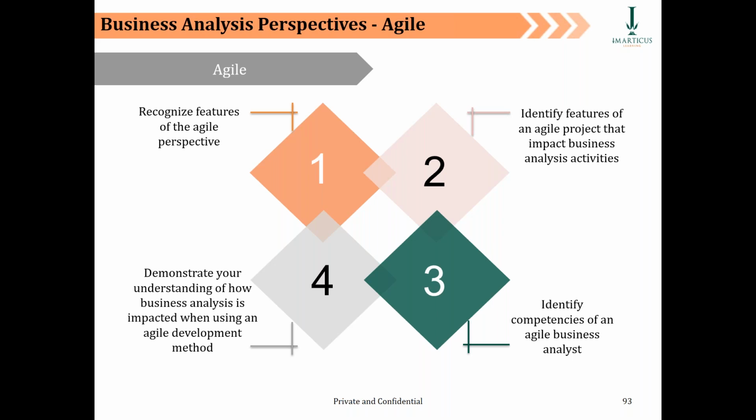What's point number 1? Recognize the features of agile perspective, which means recognize the need of why agile methodologies may be applicable for this client. Second, identify features of an agile project that impact business analysis activity. Once you are certain that agile is applicable, you need to identify the features that will impact the BA activities. Hang on, it's agile, so you are not going to get the requirements you'd get via the waterfall model. It's going to be all user stories for you. So identify which part of the project will impact my performance.